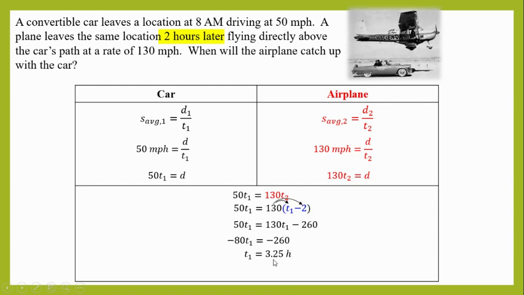Okay, I do want to point out that it's important that you learn to interpret decimal places in terms of time. This is 3.25 hours. 0.25 hours is equivalent to 15 minutes, because for every hour there are 60 minutes, and a fourth of 60 is 15 minutes. So you need to interpret this 3.25 hours correctly. If the car left the starting location at 8 a.m. and has been in motion for 3.25 hours, 8 plus 3 would make that 11 a.m. and then 0.25 hours is equivalent to 15 minutes. So the airplane in this problem will catch the car at 11:15 a.m.